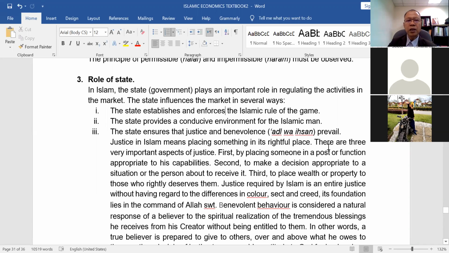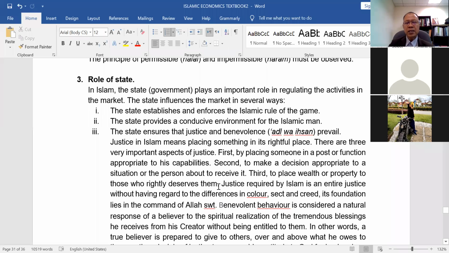So there are three important aspects of justice. First, by placing someone in a post or function appropriate to his capabilities. Second, to make a decision appropriate to a situation or the person about to receive it. And third, to place wealth or property to those who rightly deserve them.